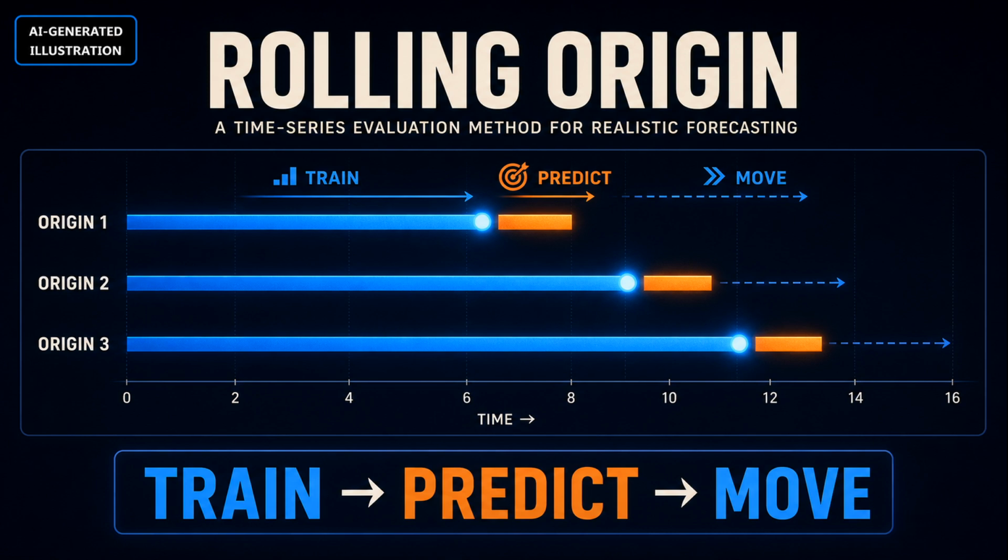One future block is still a fragile verdict. Rolling origin or walk forward backtesting repeats the same action. Train on everything available up to an origin, predict the next step, move the origin forward, and record the error. The training window can expand, or it can roll. Hyndman describes this as time series cross-validation because every test prediction is made from the past only.